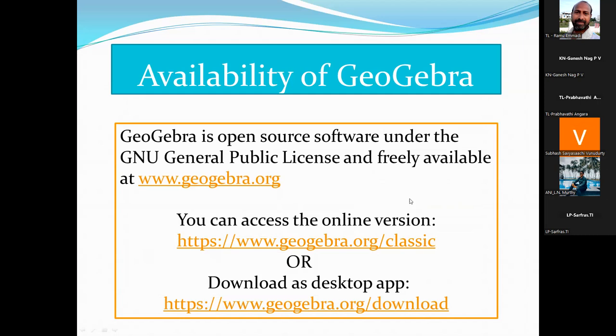So where is the availability of this GeoGebra app? It is open source software. You can use it freely, and you can download this app. You can download this software on your desktop, and you can see the link here, www.geogebra.org, and you can also use the online version.